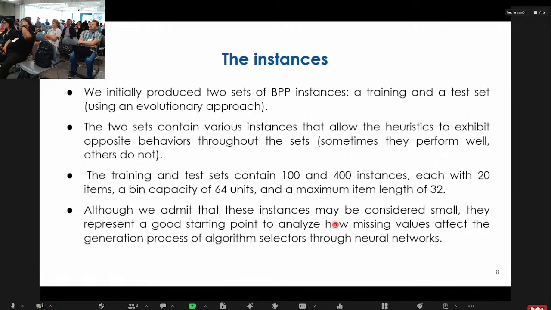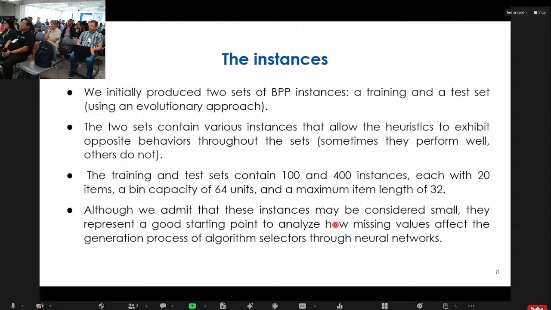For the instances that we use for this problem, we produce two sets of bin packing problem instances, a training and a test set. We generate them with an evolutionary algorithm. The two sets contain different instances that allow the heuristics to exhibit opposite behavior on these sets.